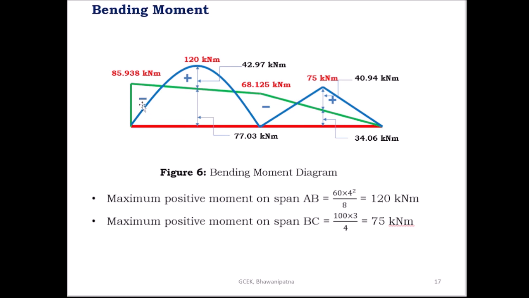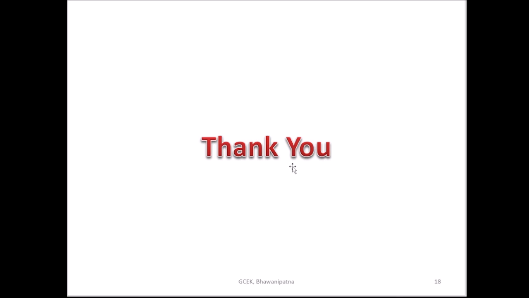So this is the final bending moment diagram: negative, positive, negative, positive. Here this portion is cancelled due to positive and negative, and this portion is also cancelled due to positive and negative. So this is the final bending moment diagram of this continuous beam. Now all are clear how to find out the moments using the stiffness matrix method, then how to draw the bending moment diagram.